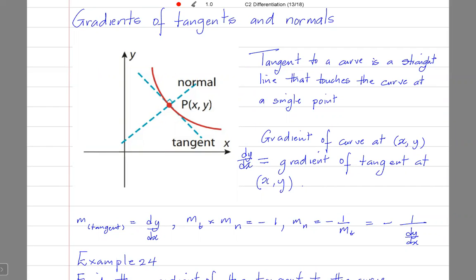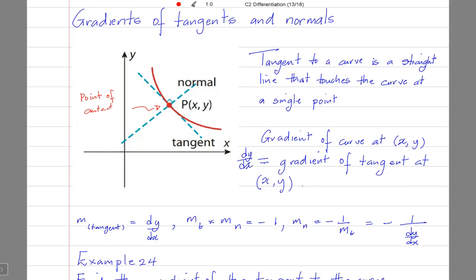Now, the point where it touches the curve, you could call that the point of contact or the point of tangency. So this is called the point of contact or the point of tangency. That's where the tangent touches the curve.